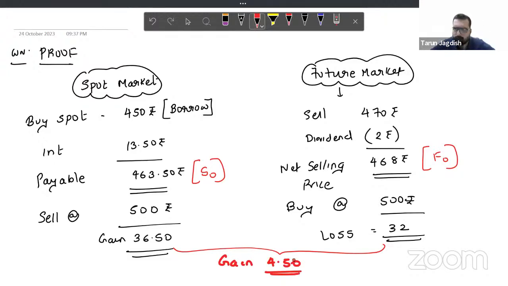Now, if you have a doubt with 500, you put 400 over there. Even then, you will get the same profit of 4.5. I'll give you a minute's time. Can you scribble down this and finish it off?